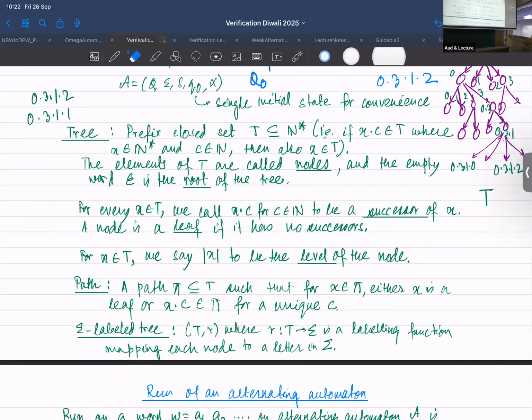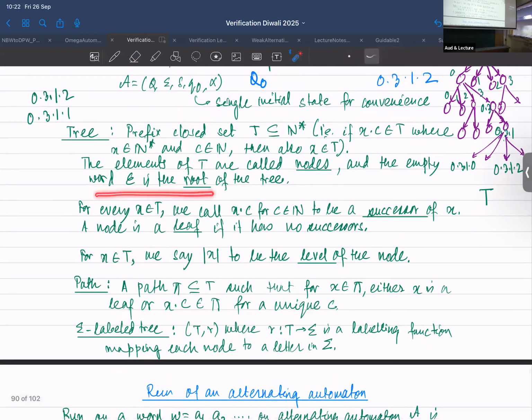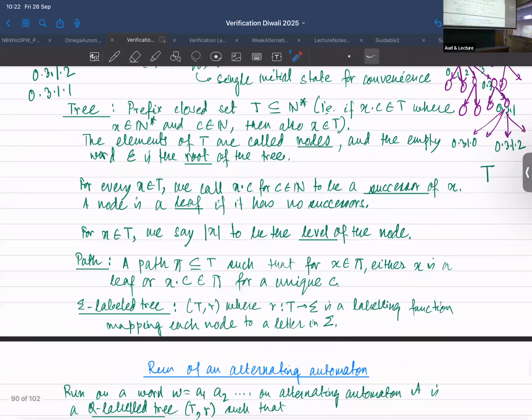Right. And then I say that the empty word epsilon is the root of the tree. And so for every x, we say x dot c, for c a natural number, essentially gives a direction, right? We say that c is a direction. x dot c is a successor, and a node is a leaf if it has no successor, right? Even though the run we are looking at, for example on infinite words, it can be possible that there is a run which has some path, like the run itself is a tree, but some path of the tree is actually finite.